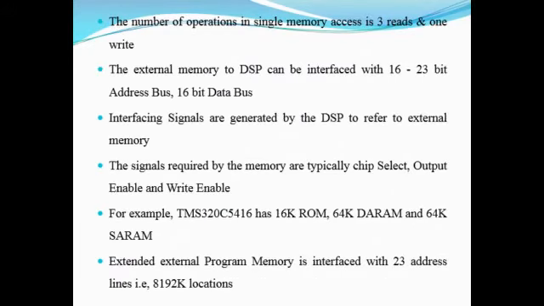Then the number of operations in a single memory access is 3 reads and 1 write. That is what we are supposed to notice. We have single memory access and dual memory access, and the single memory access will have one set of addresses specified earlier. So based on that, the number of operations in a single memory access is 3 reads and 1 write. So it can have 4 operations together. One is write, but how many reads? It is 3 reads and 1 write.